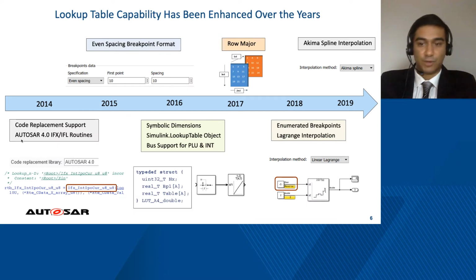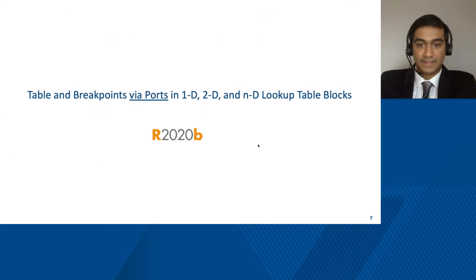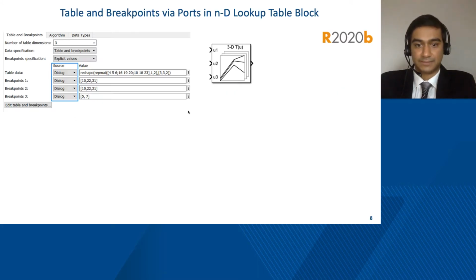To highlight a few, we brought in AUTOSAR in 2014, lookup table objects in 2016, row major support, and 2 new interpolations in the last few releases. In this talk, we'll present 2 features coming out in the R2020B release, the first being table and breakpoints via ports in the 1D, 2D, and ND lookup table blocks.